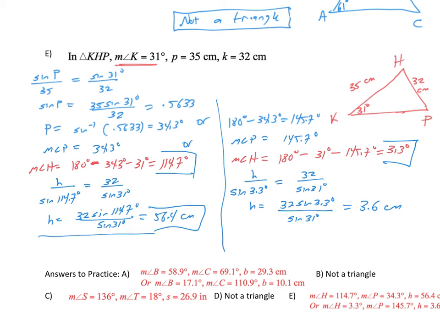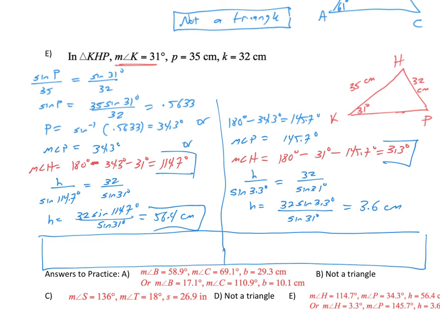And now we can summarize. We have two triangles in this case. And the summary is the measure of angle P for one triangle is 34.3 degrees. The measure of angle H is 114.7 degrees. And h is 56.4 centimeters. And for the second triangle, we have the measure of angle P is 145.7 degrees. The measure of angle H is 3.3 degrees. And the length of side h is 3.6 centimeters.